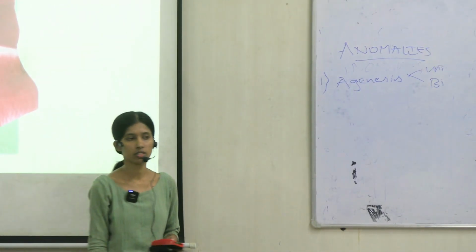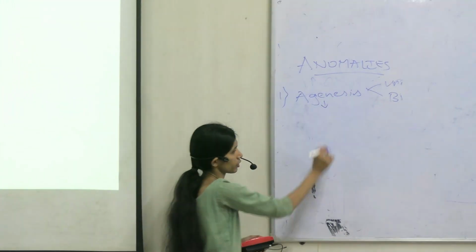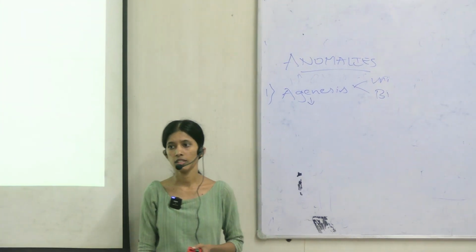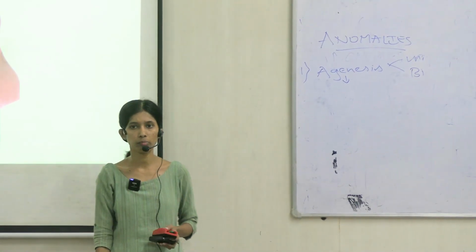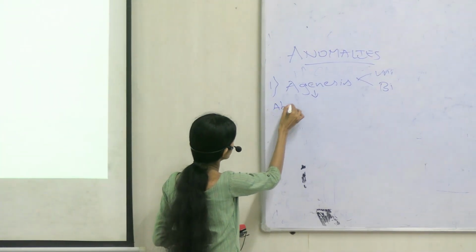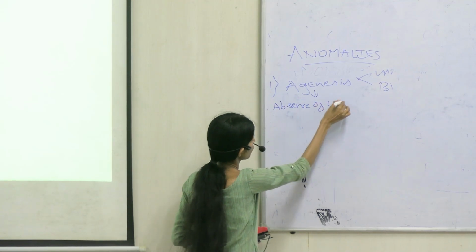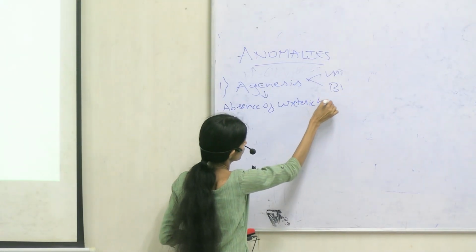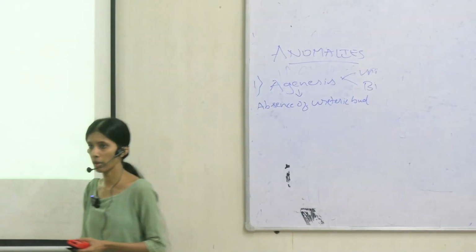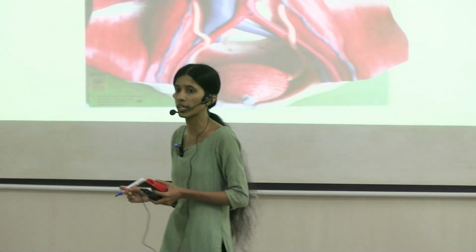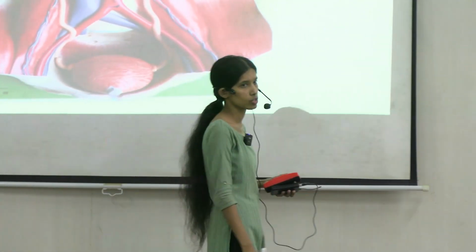So in the agenesis of kidney there will be no development of which part? There will be no development of ureteric bud. Remember, the metanephric duct has to connect into your cloaca through the ureteric bud. So if there is the absence of development of ureteric bud, it will lead to a condition called agenesis of kidney or absence of kidney.